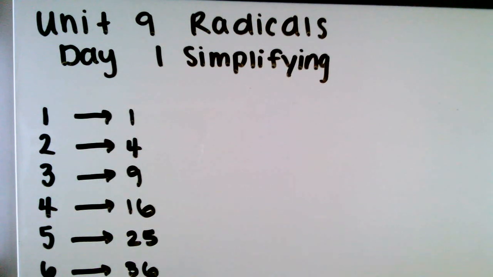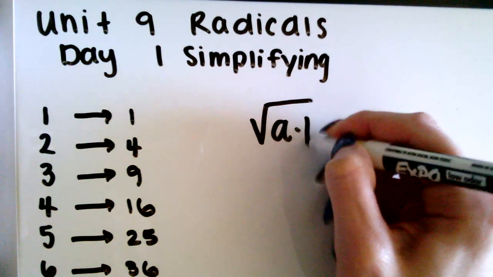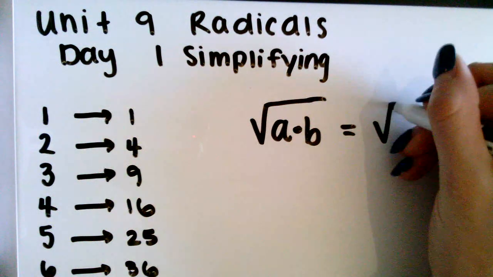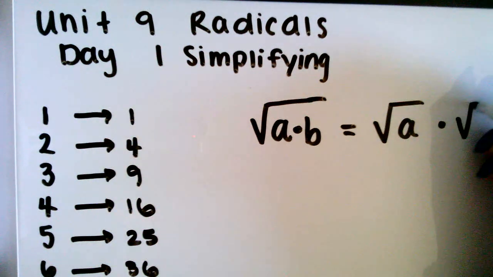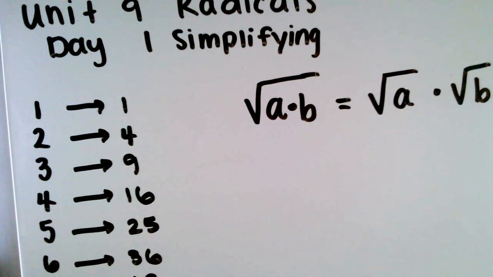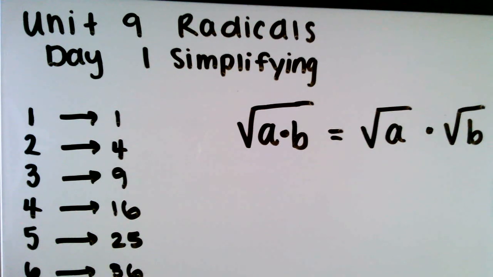So when we are given a problem, something like this, we're going to be using this property. We can break that down to be 2 separate radicals. So we can use this property when we are solving and simplifying our radicals. So let's do an example.